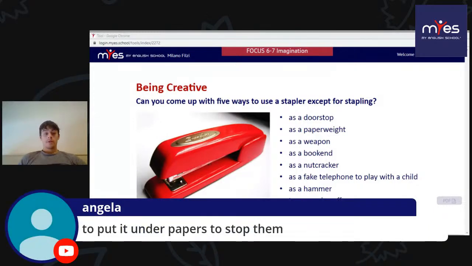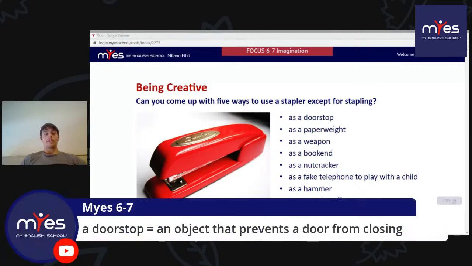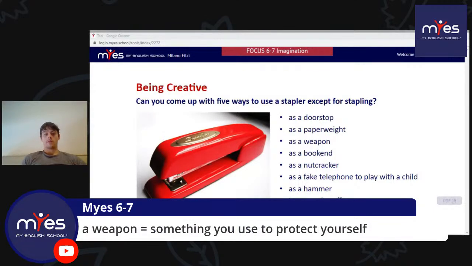So, Angela, something you put on top of papers to stop them moving is a paperweight. A doorstop is an object that prevents a door from closing. And a weapon is something you use to protect yourself. For example, a gun or a knife or a baseball bat.